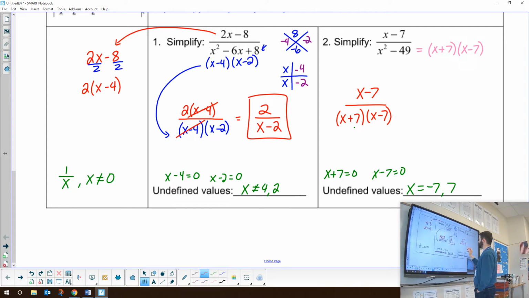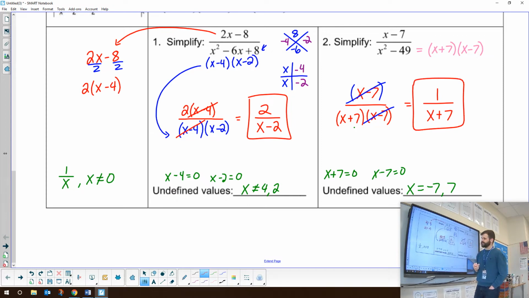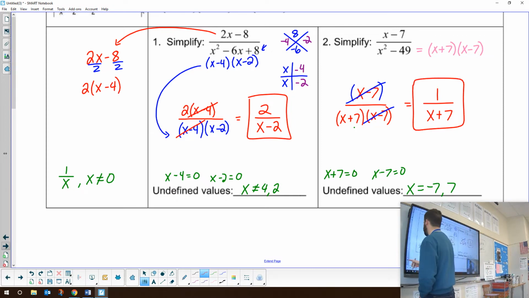Now we go back up here and ask, what can I cancel out to be able to get my final answer? Well, this is a whole x minus 7. We just have x minus 7 on top. I have an x minus 7 here as well. So I can cancel that one and cancel that one. And it leaves me with an answer of 1 over x plus 7. And that's my answer. All right, let's move on and try a couple more.